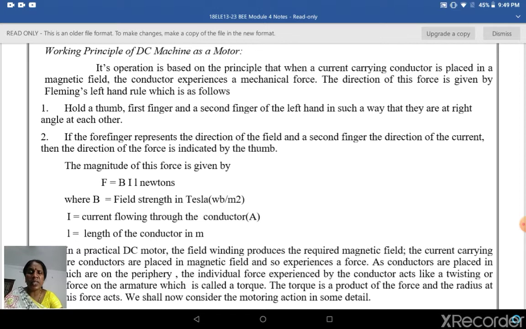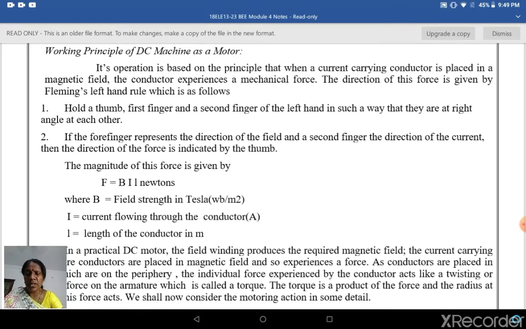Hold the thumb, first finger and second finger of the left hand in such a way that they are at right angles to each other. If the forefinger represents the direction of the field and the second finger represents the direction of the current, then the direction of the force is indicated by the thumb. The magnitude of this force is given by BIL newtons.